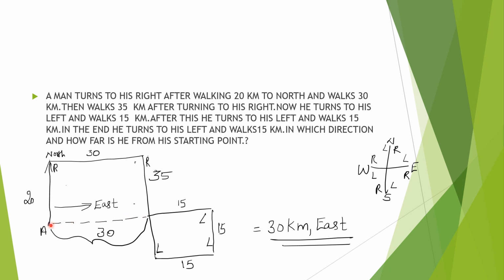Then we must know the direction. This is the starting point and this is towards here. When a point is starting here and it is moving to this side, then what is the direction? Eastwards. So it is 30 kilometers east. Understood? So we have drawn the picture, then it is clear for us to do it.